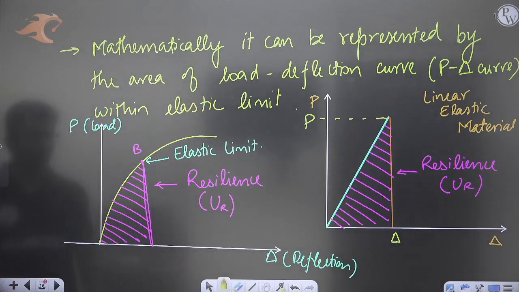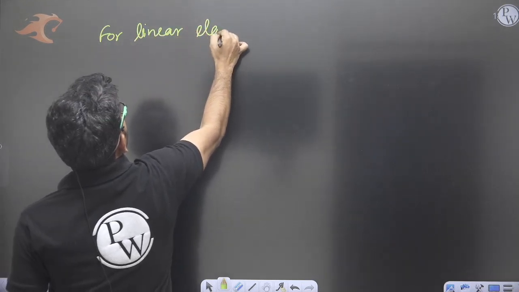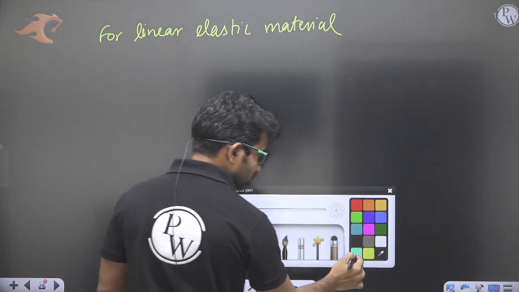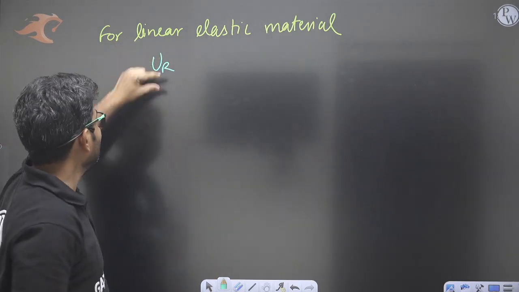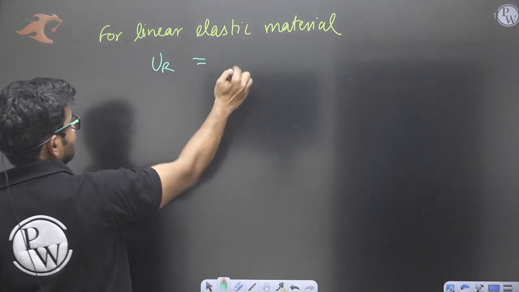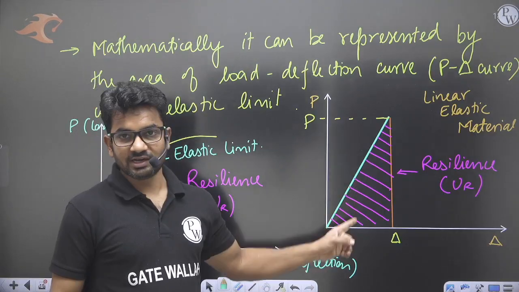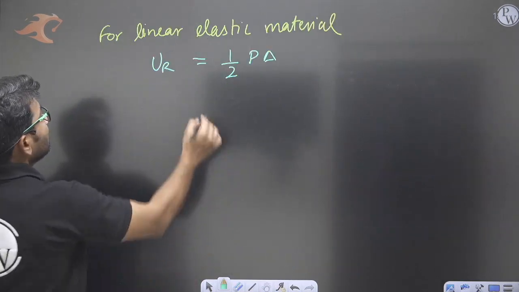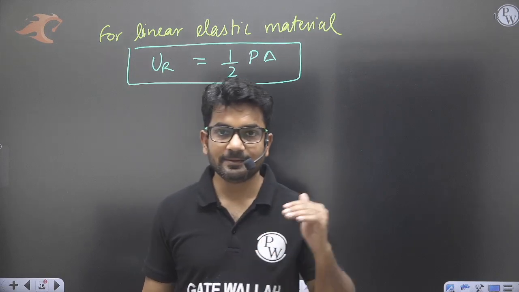So for linear elastic material, capital U is representing the total strain energy stored in the material, and R is representing the resilience. We are calculating under the elastic limit. So it will be half P delta. What is the area of a triangle? Half P delta, right? This will be the total strain energy stored in the material up to elastic limit. So this is the resilience.